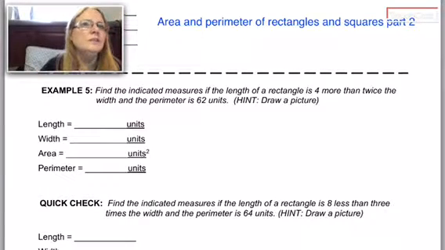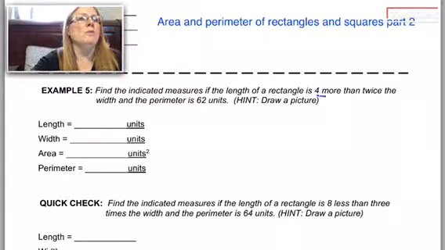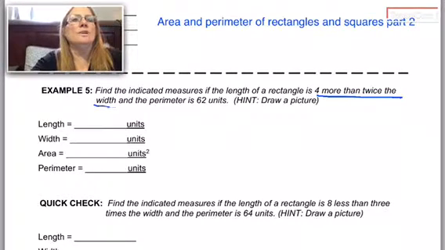This is part 2 of the video on area and perimeter of rectangles and squares. So if we look at example 5, to find the indicated measures if the length of a rectangle is 4 more than twice the width.